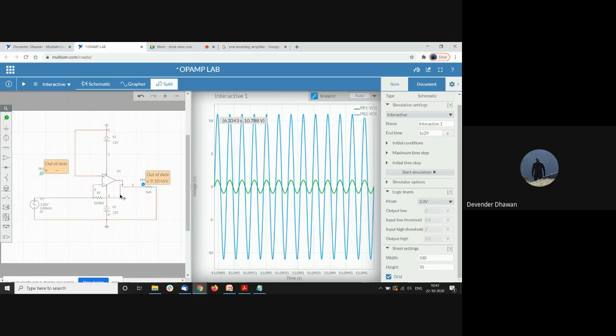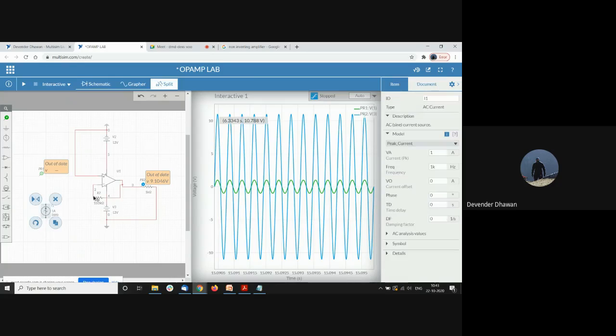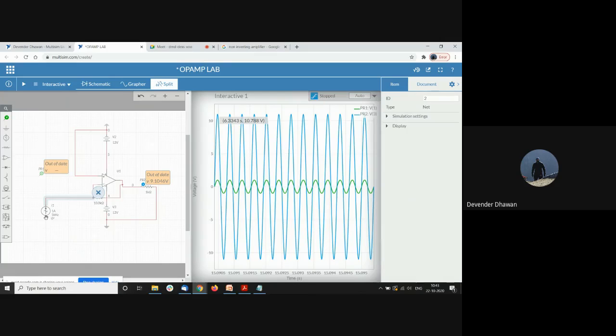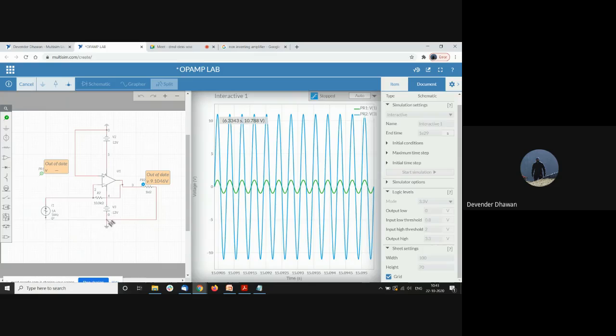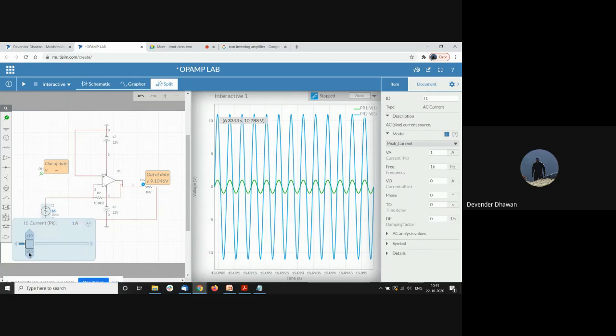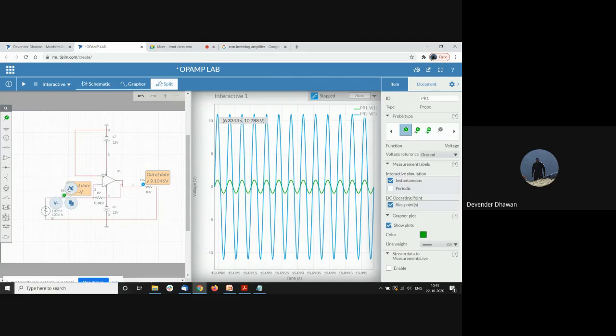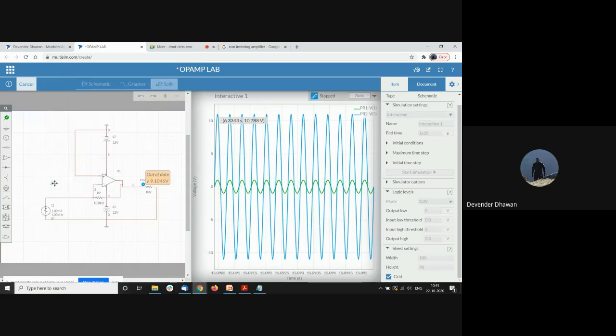Then apart from our input, we have an AC current source. So we have a current source here, not the voltage source. This current will be converted to the voltage. Let's say we start with 1 milliampere current at a frequency of 1 kilohertz. This is a voltage probe. Now I need a current probe here. Again the circuit remains similar.